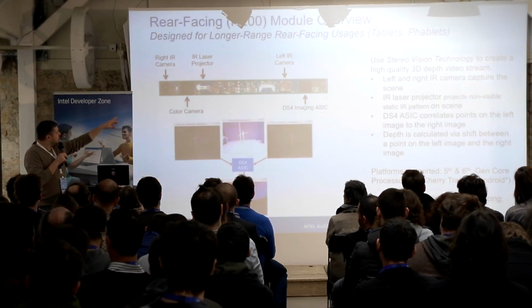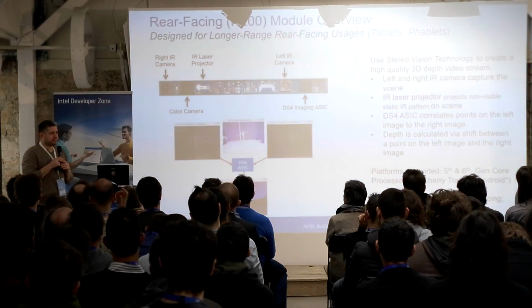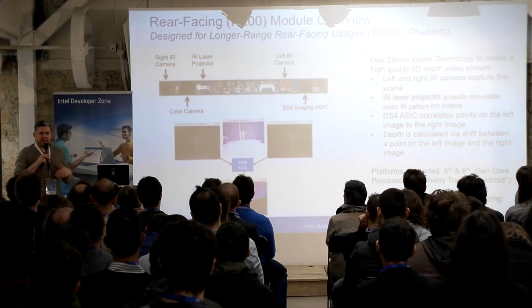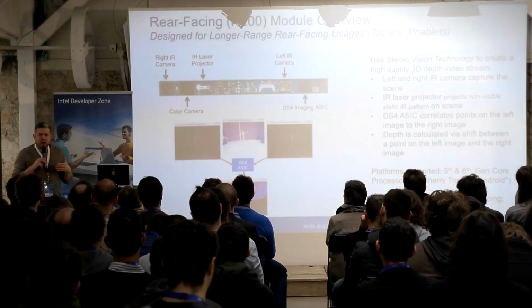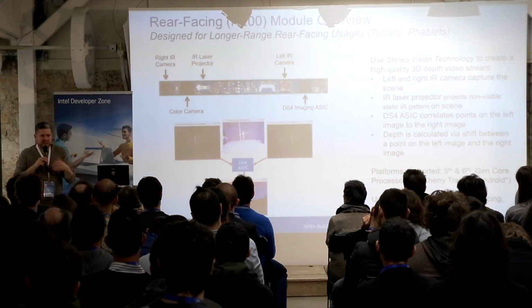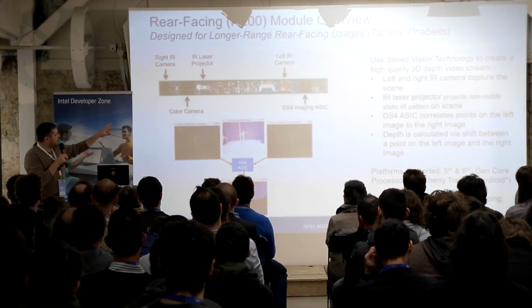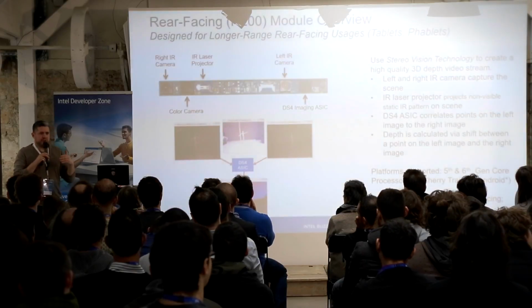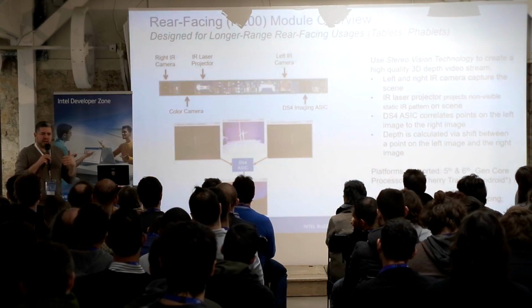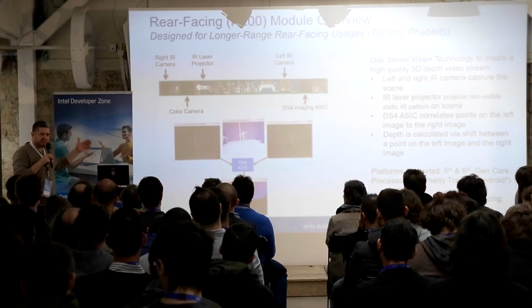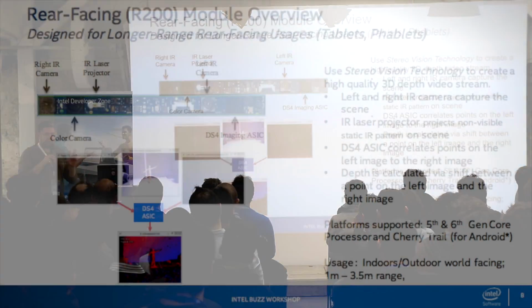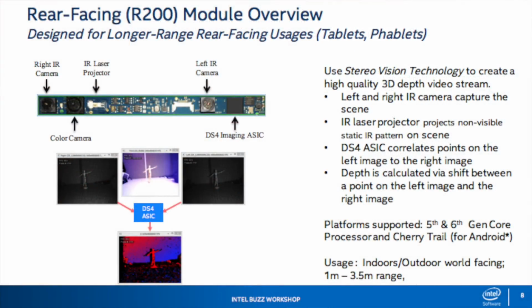And the reason why it has an IR projector is that if you have a plain white surface, it's very hard to work out that movement because it's just white. So what the IR projector does is project a texture. And once you have that texture on a surface, it's easier to see that disparity.